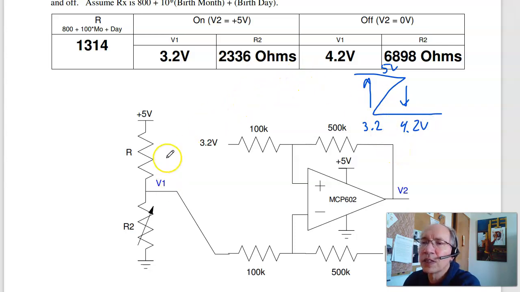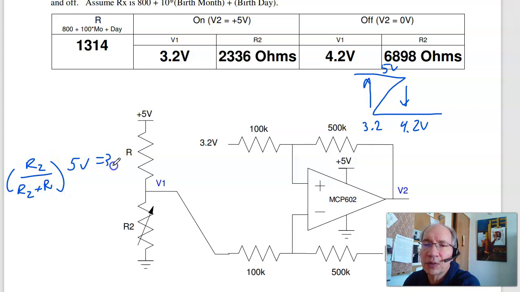To find the resistance, use voltage division. I know that R2 over R2 plus R times 5 volts is 3.2 volts. Solving, doing some algebra, you wind up with R2 is 2336 ohms. In this case, when it's 4.2 volts, I get 6898 ohms. So that is quiz number 5 for ECE 320.